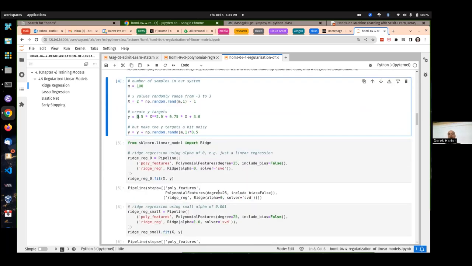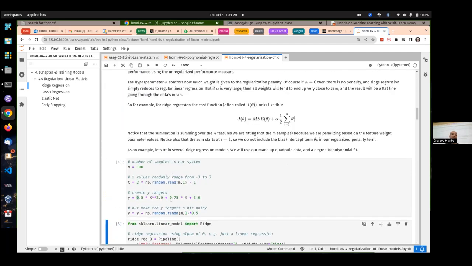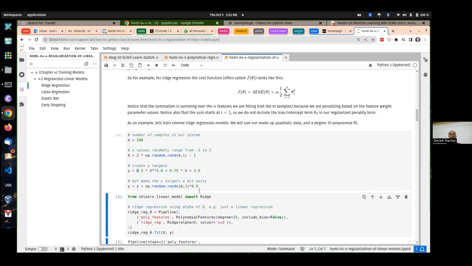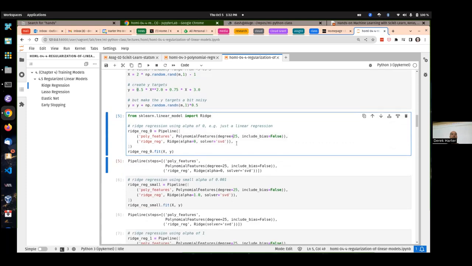So imagine, though, if we don't know the true degree of the function that we're trying to model. We can try and find a good model by picking something that's overpowered. So in this example, we're using a degree 25 model. And we're going to fit it, but we're going to fit it with some regularization.